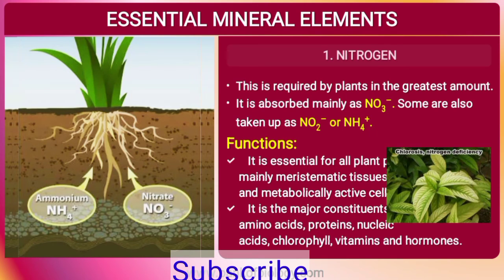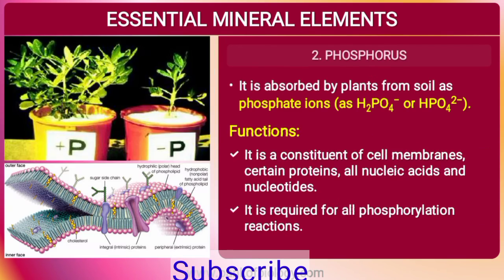Nucleic acids also contain nitrogen. Chlorophyll also contains nitrogen. Vitamins and hormones also contain nitrogen. Plants obtain these nitrates or ammonium from the soil directly. Second is phosphorus. It is absorbed by plants from soil as phosphate ions, like H2PO4- or HPO42-.